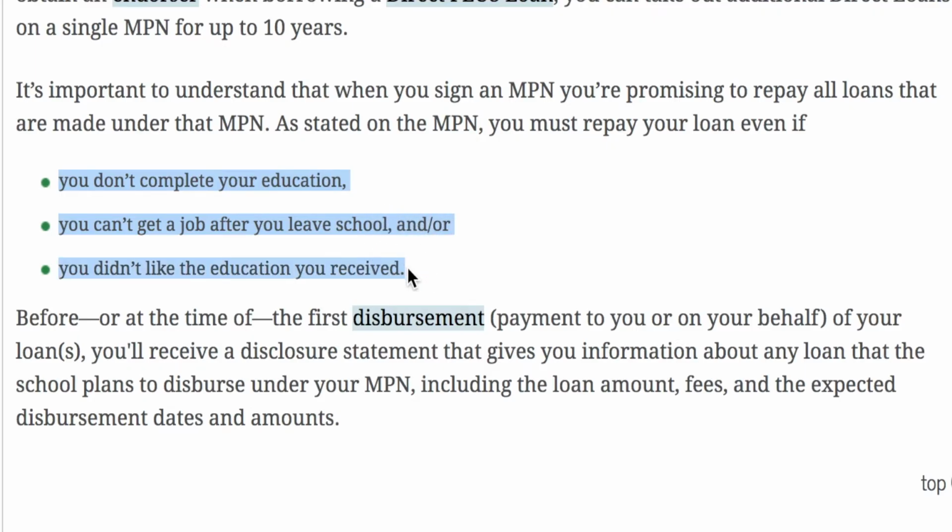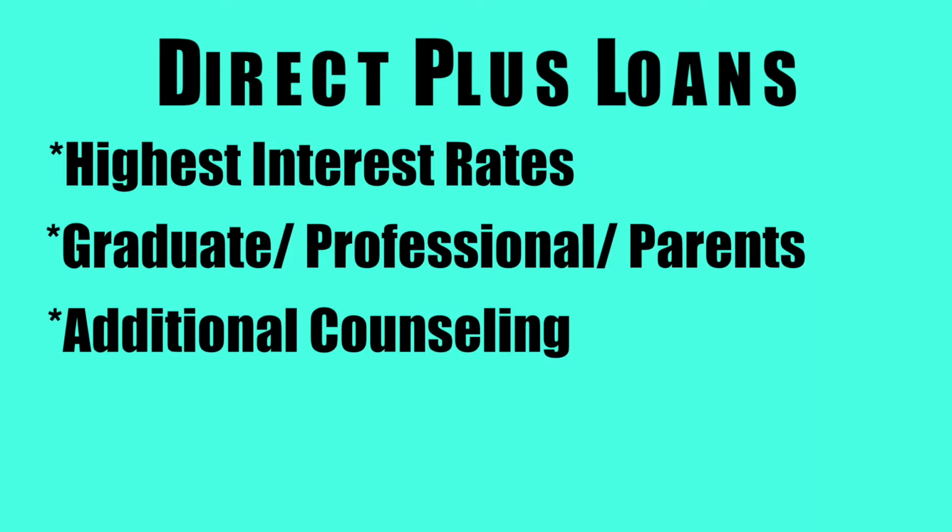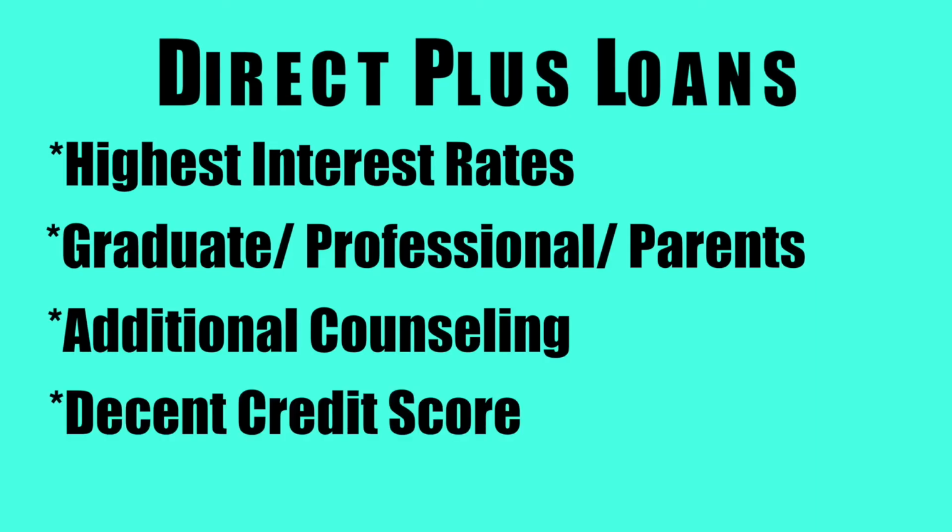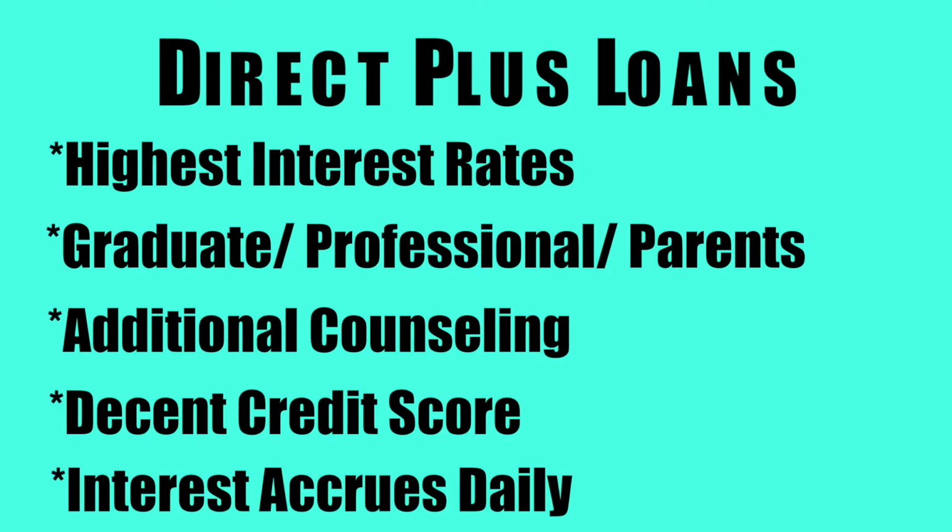One of the differences between direct PLUS loans and the other ones is that the borrower must not have any adverse credit history. Also, like the unsubsidized loans, these loans will accumulate interest while in school. During the 6-month grace period, it'll also accumulate, and then during any times of deferment and forbearance, if there is any interest that accumulates that you don't pay back, it'll also be capitalized.